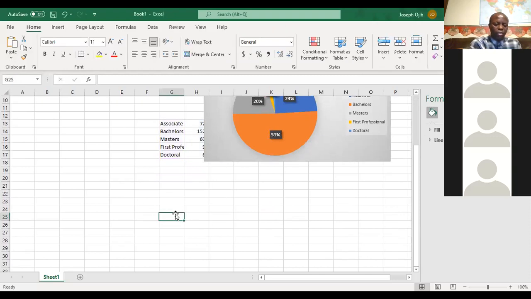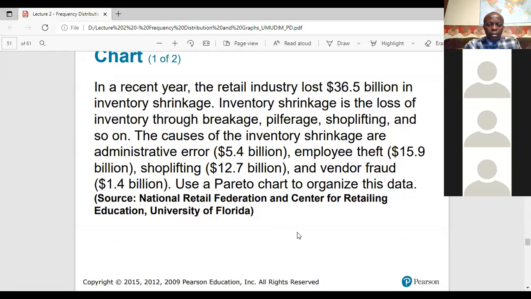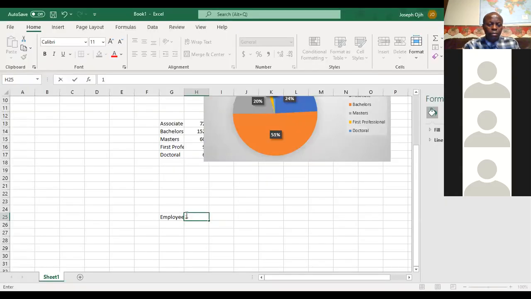First of all, you have employee theft. Employee theft. And the highest is administrative error, right? No. Administrative error is the second to lowest. Look at it right here. Administrative error is 5.4 billion. Oh, I got you. My bad. Thank you. So in this place we have the 15.9 billion.